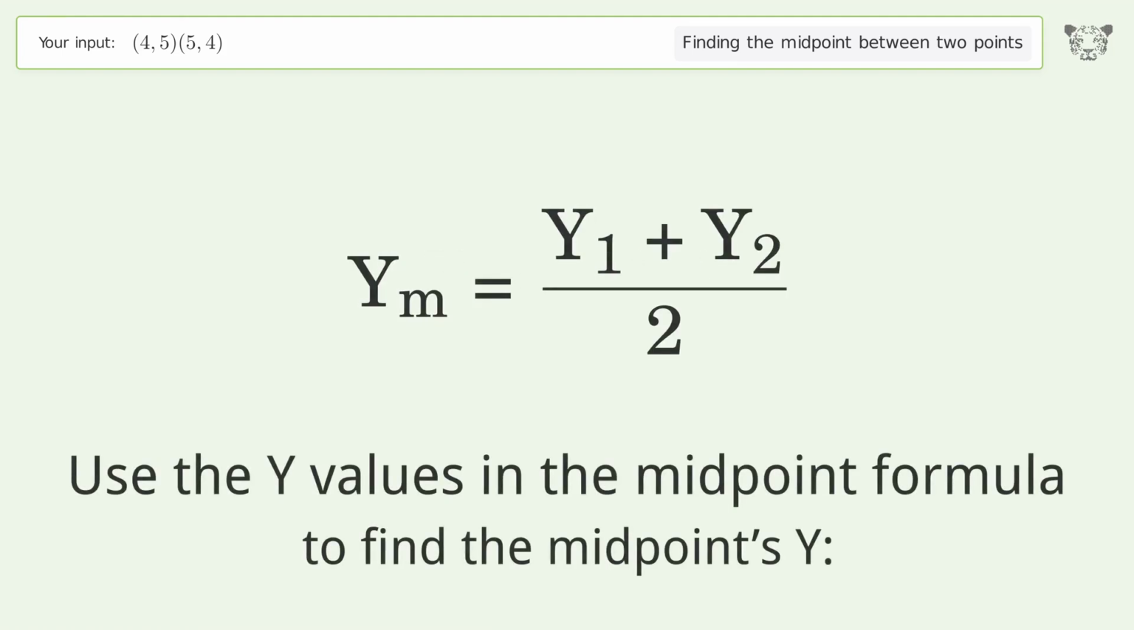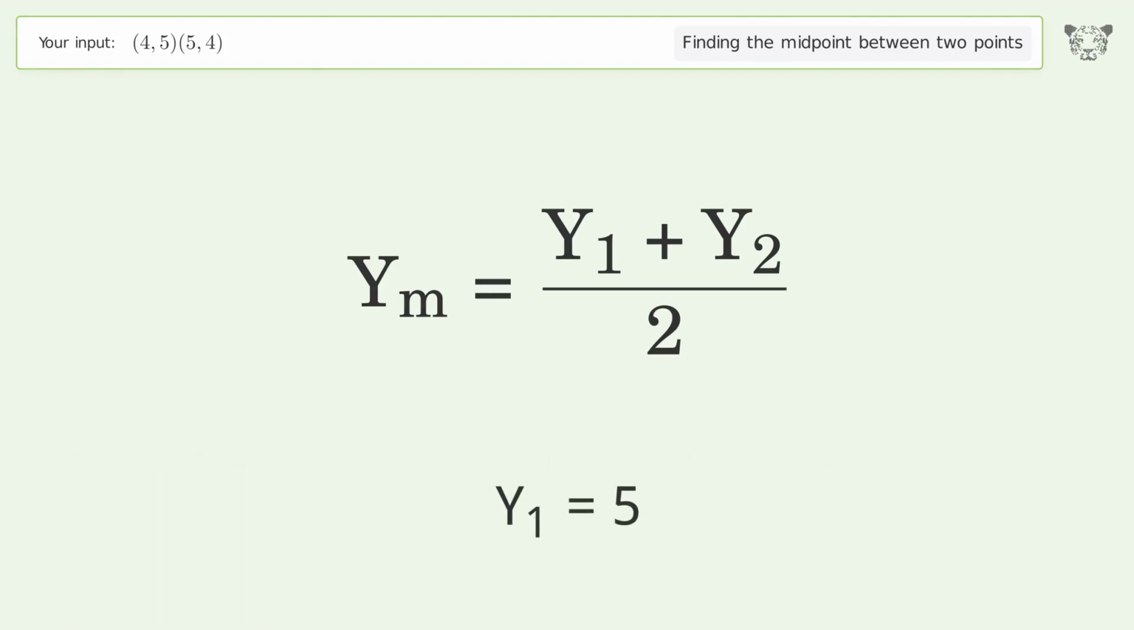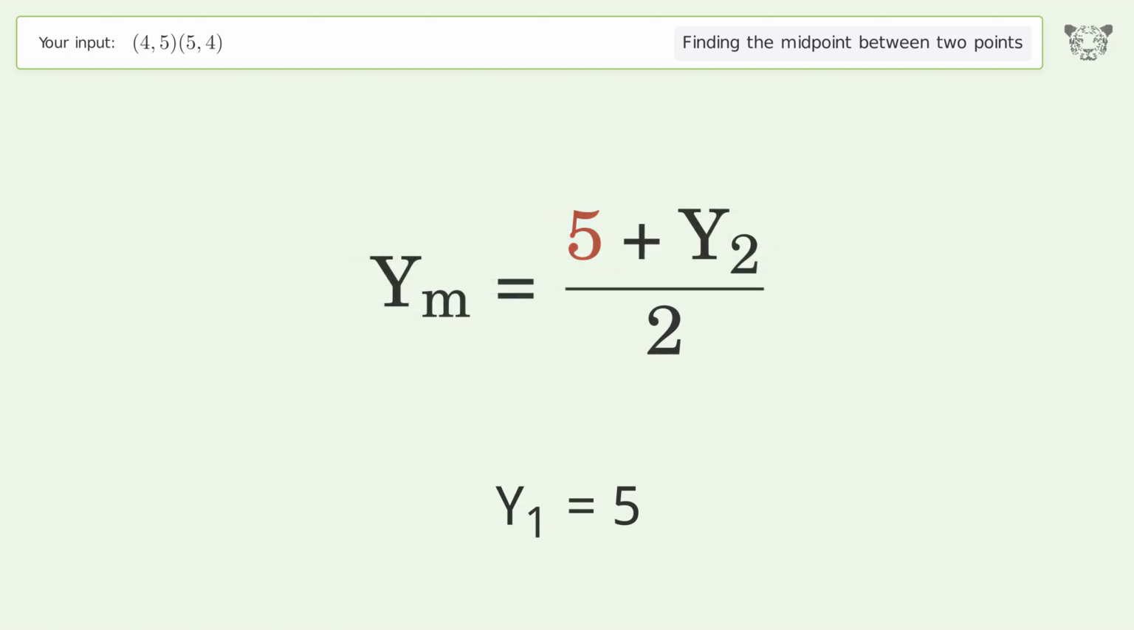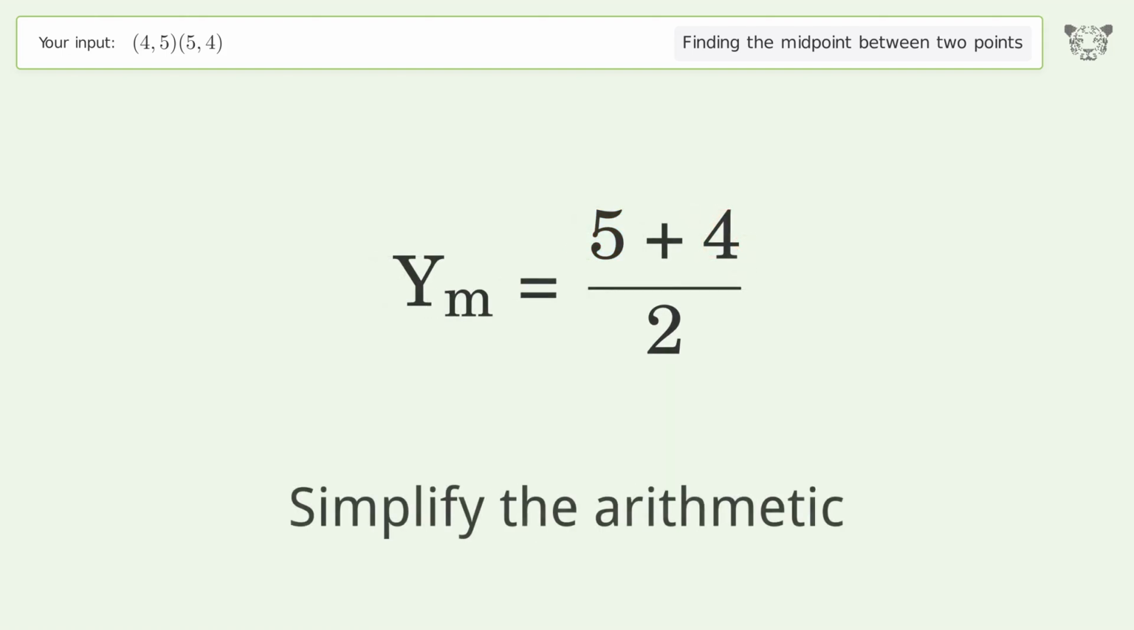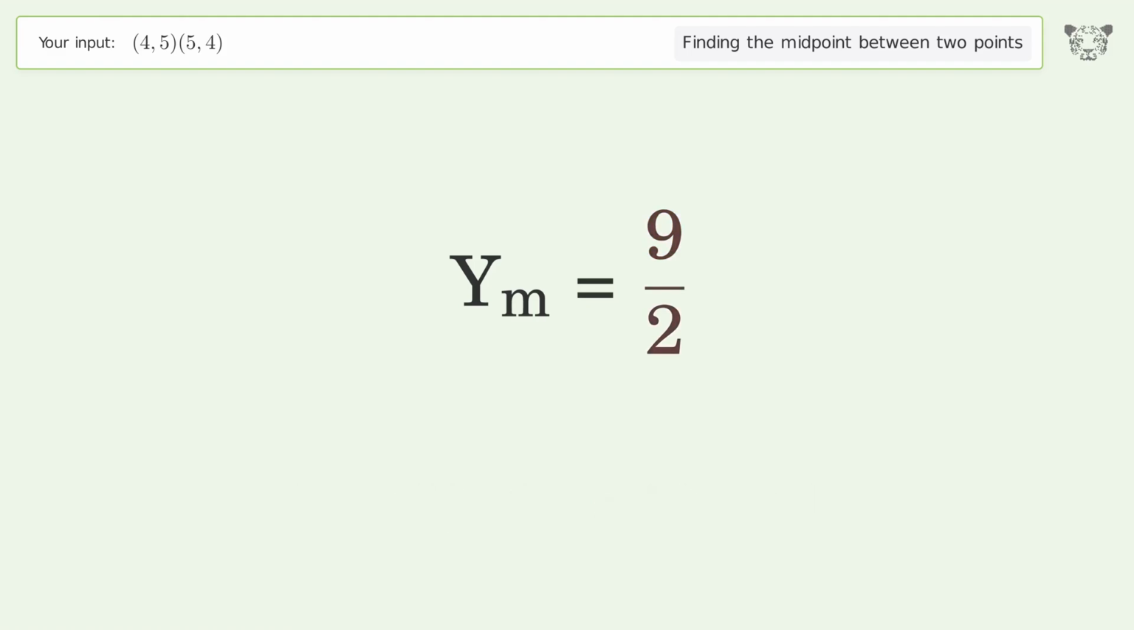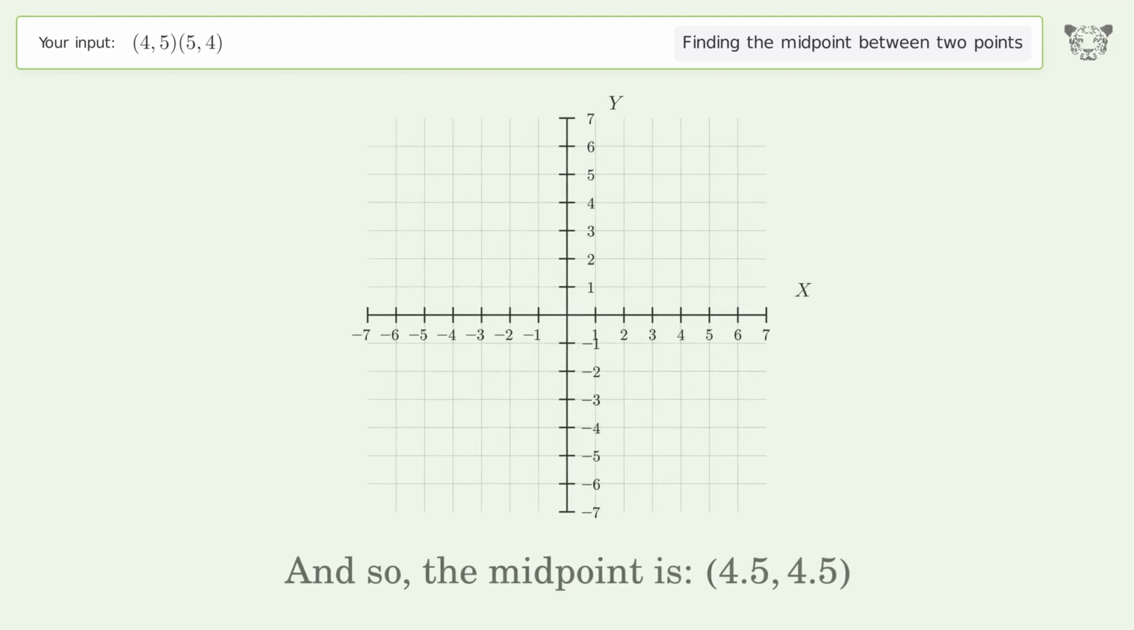Use the y values in the midpoint formula to find the midpoints y. y1 equals 5. y2 equals 4. Simplify the arithmetic. And so, the midpoint is 4.5, 4.5.